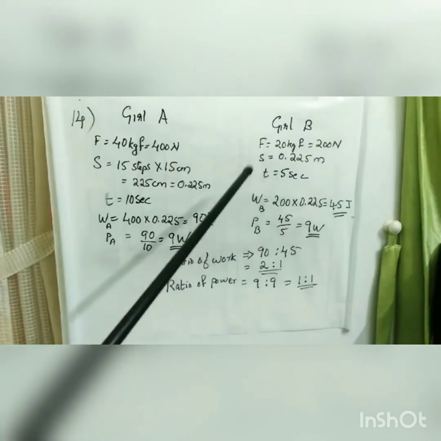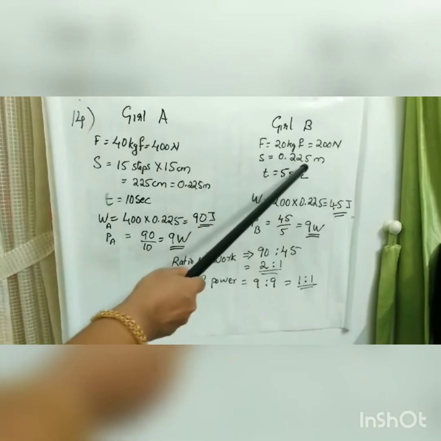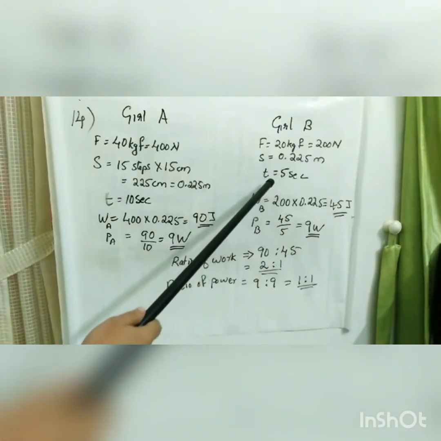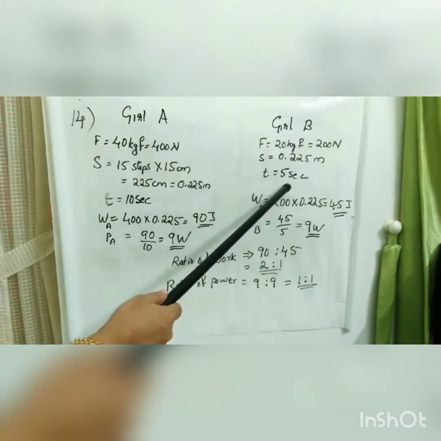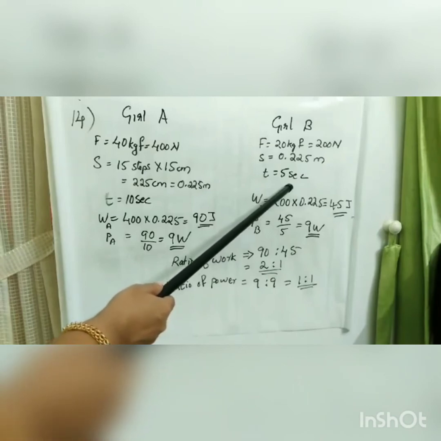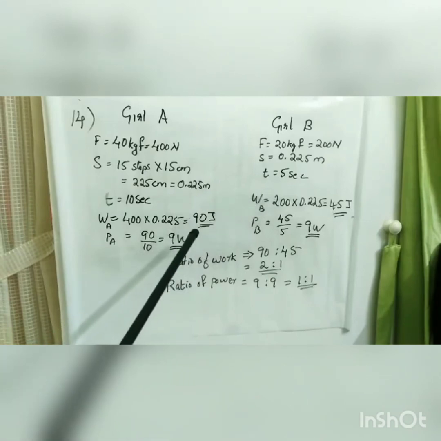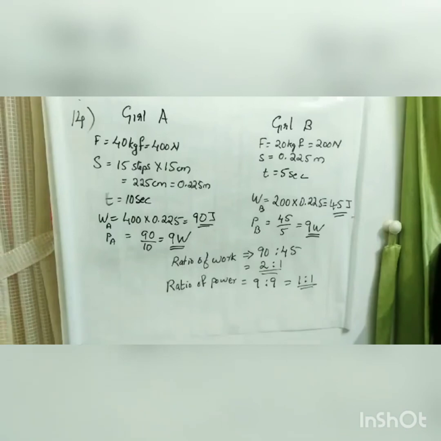Does the same means they travel the same distance. So S is 0.225, in 5 seconds. The time taken by the girl is only 5 seconds. Compare their work done and power. We are asked to compare the work done and power. So first we can calculate the work done. Work done is force into displacement. You have to write the formula. If I wrote all the formulas, this screen may not be enough. That's why I'm skipping the formulas.